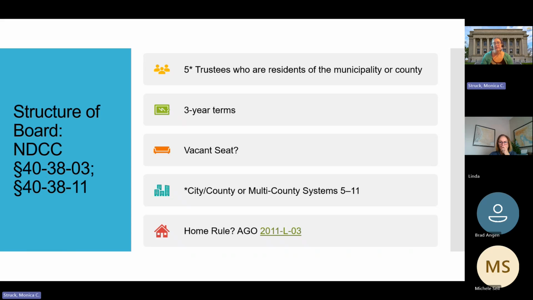So if you're in a home rule city or a home rule county, and that's something that the board wants to play with a little bit, a city or county ordinance can adjust those 2 things, but adjustments to the home rule charter does require a majority vote of qualified electors. So something to keep in mind.